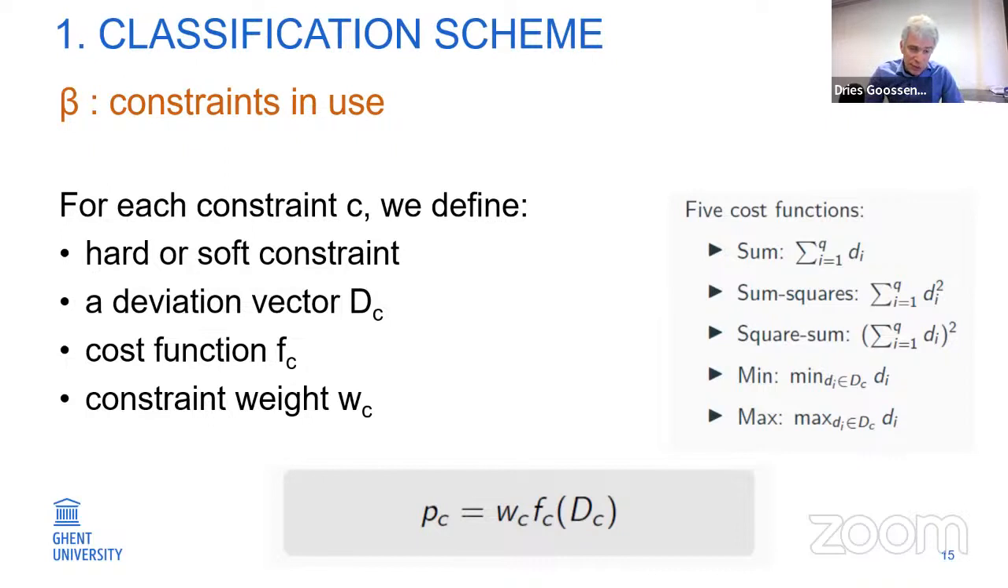And then we have to score that deviation by a cost function. That could be simply the sum of all the deviations, the maximum deviation, or the minimum deviation. We have 5 possible cost functions. And we also have a weight for the constraint that allows us, for a soft constraint, to indicate how bad it is if you cannot satisfy that constraint.